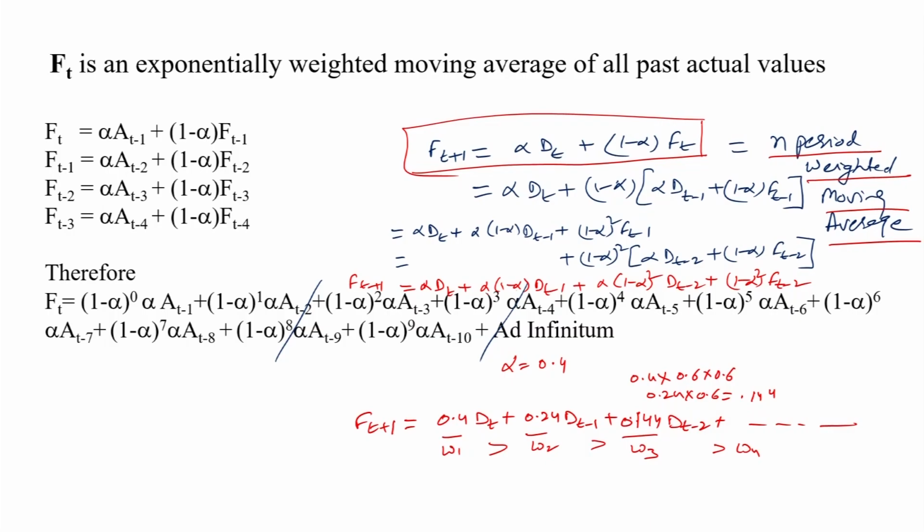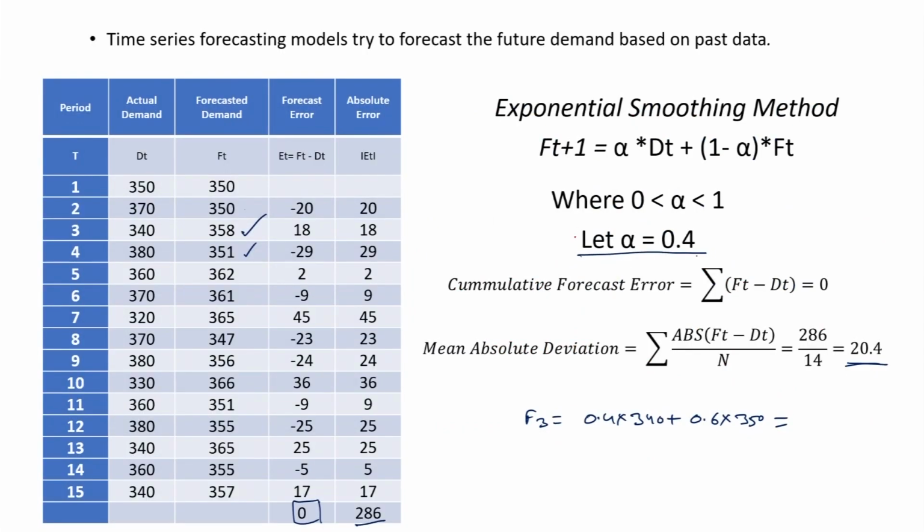Now, coming back, let us have a discussion on whether I should keep alpha equal to 0.4 or alpha equal to 0.5 or 0.6 or 0.9 or 0.1. The value of alpha varies between 0 and 1. So, what should be my value? Let us take the extreme cases.